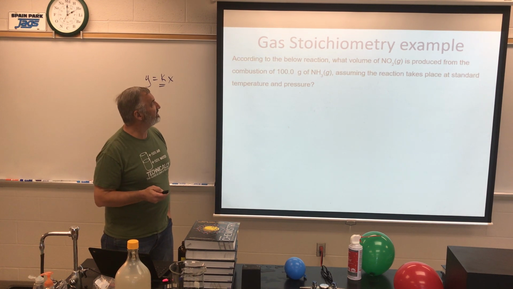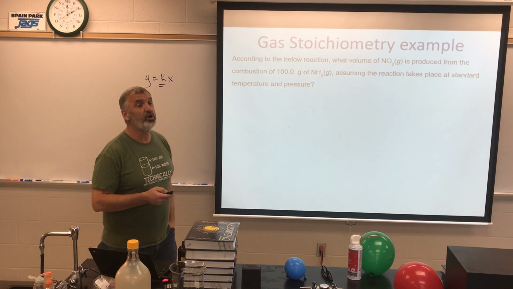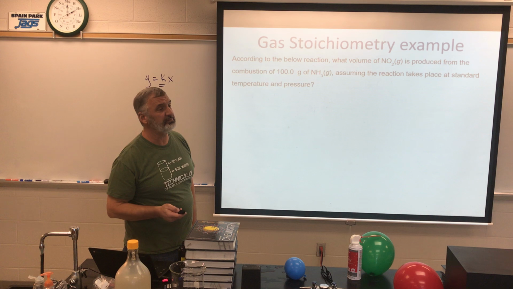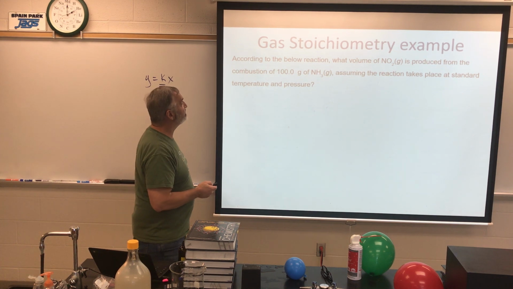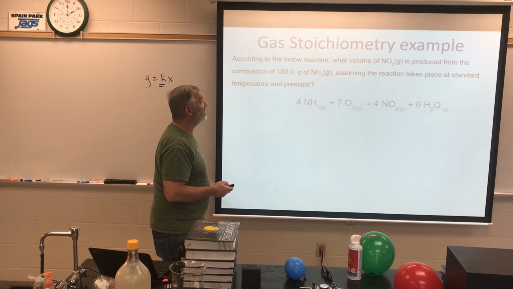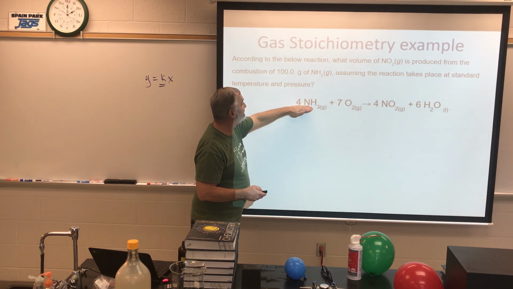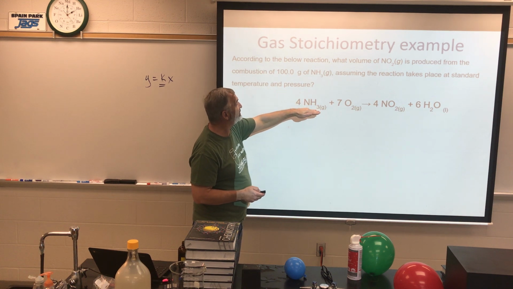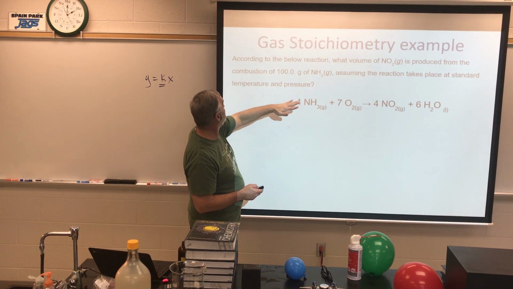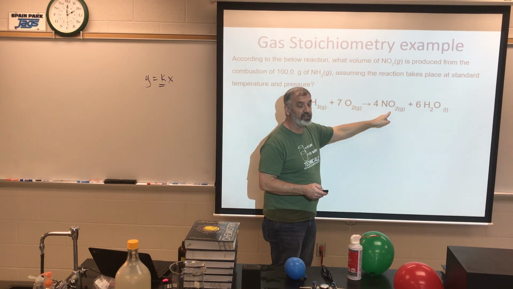All right, so here's another stoichiometry type problem, but this is a little bit more like a stoichiometry problem that you're used to. So this time we have 100 grams of ammonia. We're doing the exact same reaction, okay? So here's your balanced equation for that. You have 100 grams of ammonia now, and the question asks, according to the reaction, what volume of NO2? So I'm looking for the volume of this.